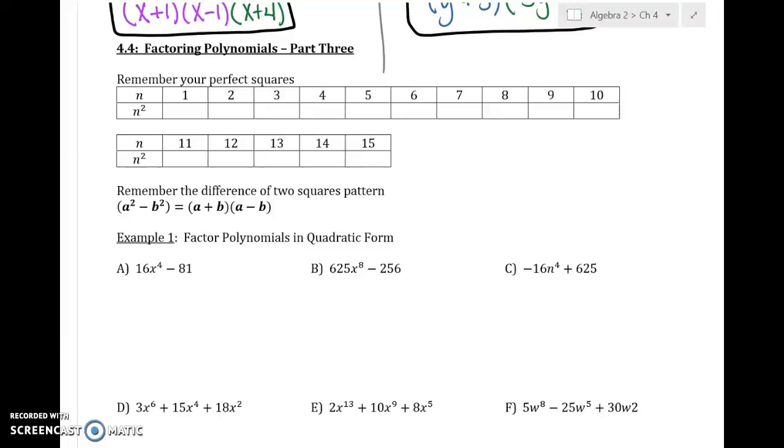I'm hoping that you know your perfect squares at least up to 12 squared. So normally I would give you this list, but I thought, let's make them write it down. So 1 squared is 1, 2 squared, 4. Keep filling those in. 11 squared is 121. 12 squared is 144.